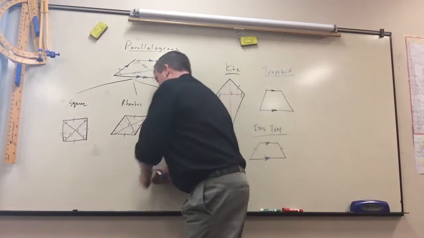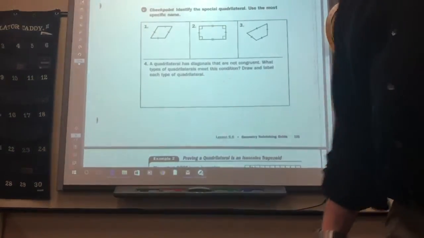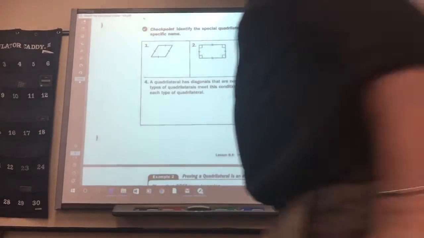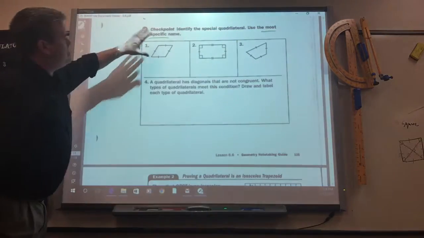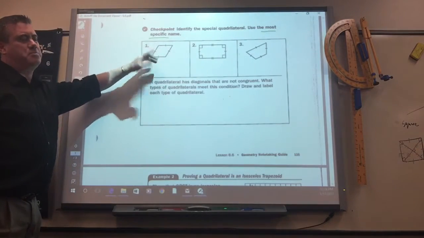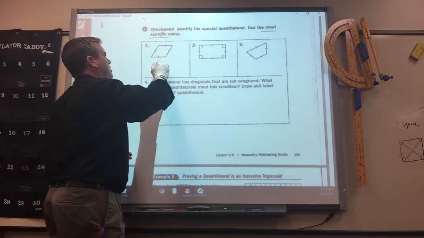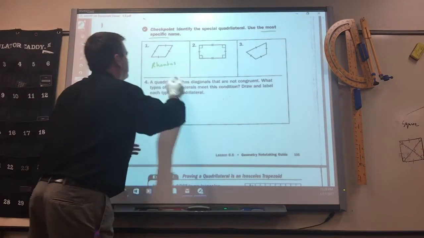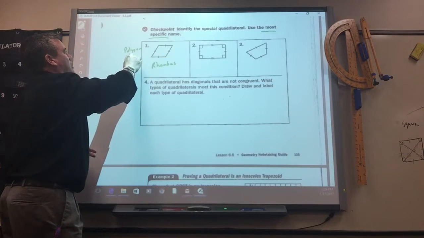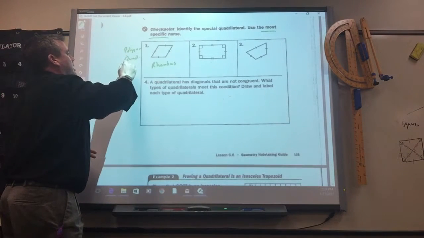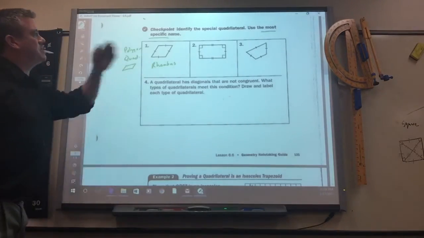So today, you're going to identify what the figure is by what they tell you, or what the figure has. So, here they say use the most specific name. This is a parallelogram, but it's not the most specific. Rhombus would be the best. So remember, the other names you could call it are a polygon, a quadrilateral, or a parallelogram, but rhombus is the best name.